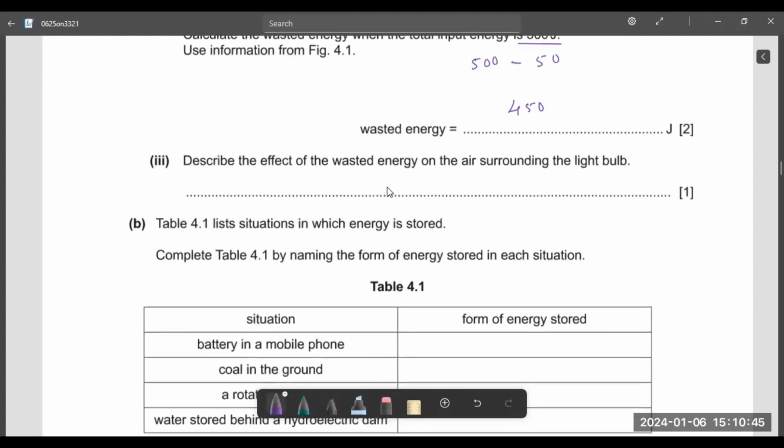Describe the effect of wasted energy on the air surrounding the light bulb. So here the temperature of the air rises. It is wasted as thermal energy. Some heat will be produced. Thermal energy is released. As a result, the temperature of the air will rise, or increase.